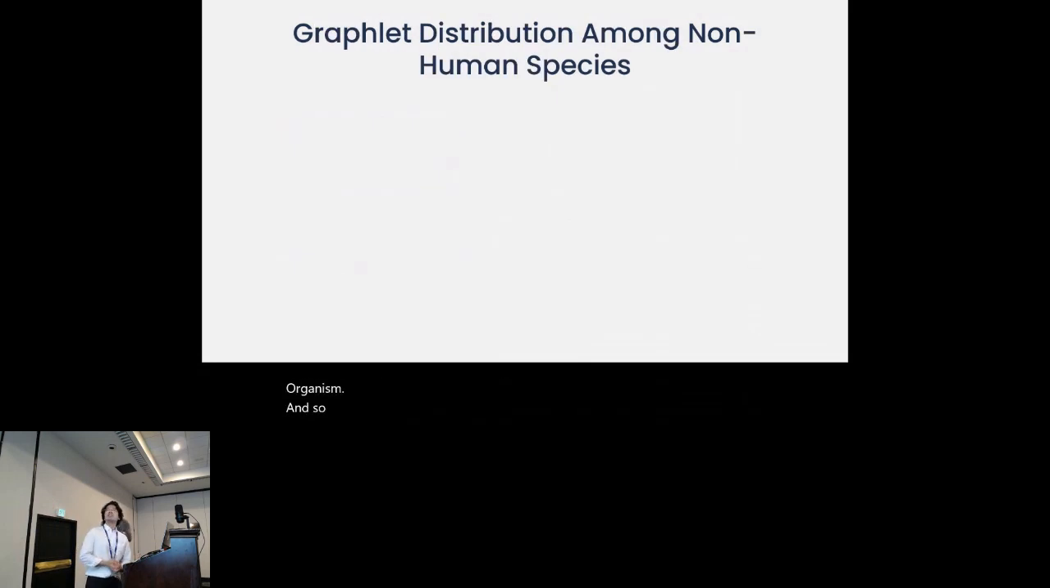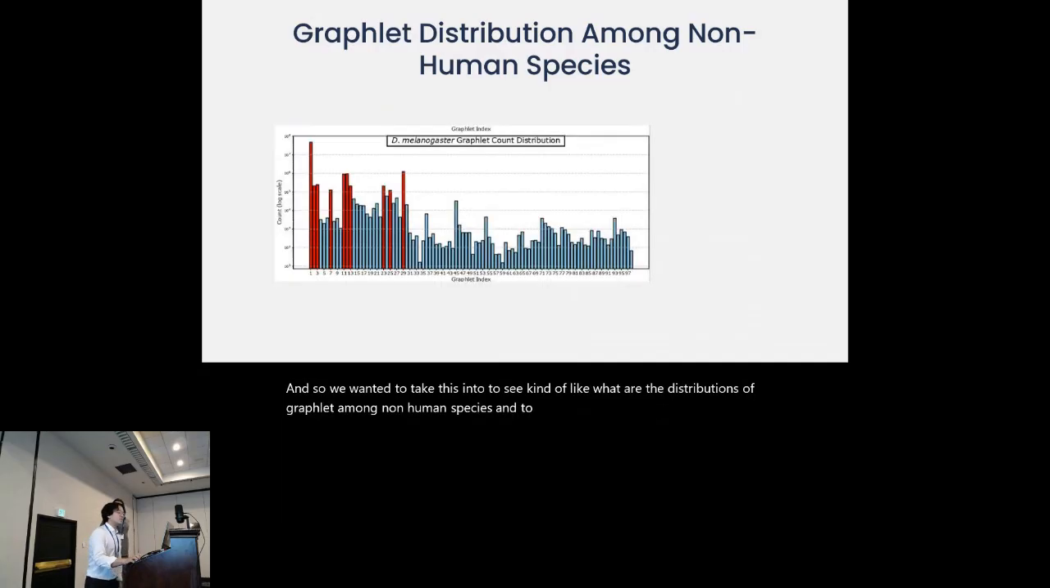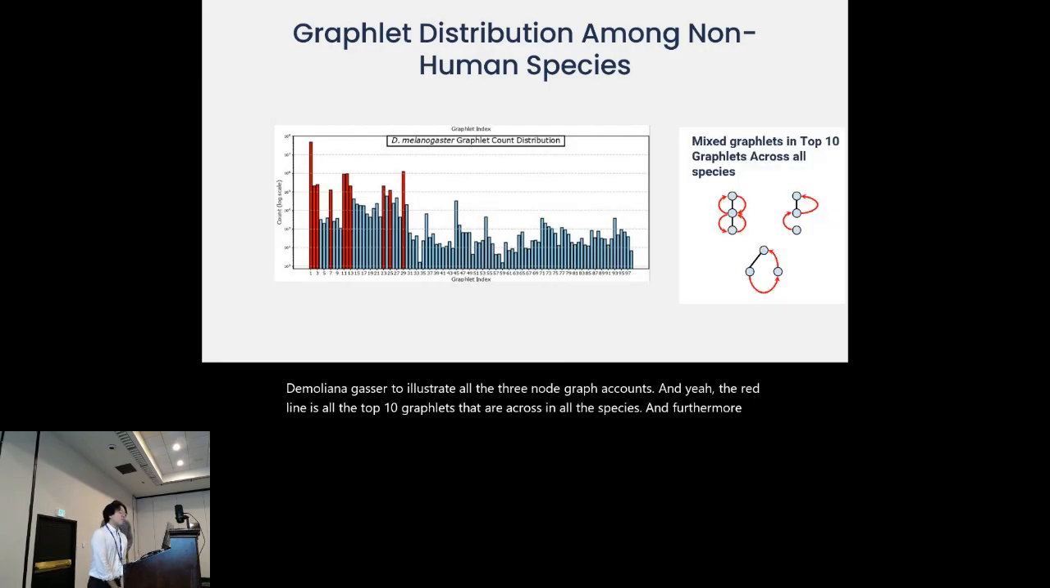And so we wanted to see what the distributions of graphlets are among non-human species. To illustrate just one example, we used D. melanogaster to illustrate all the 3-node graphlet counts. The red line marks the top 10 graphlets that appear across all the species. Furthermore, we wanted to focus in on the specific mixed graphlets that we talked about before. And we found that these 3 graphlets are in the top 10 graphlets across all of the species. We thought that was kind of interesting.